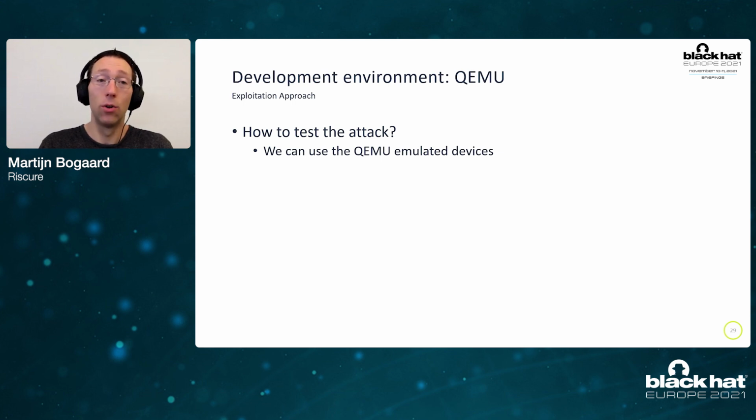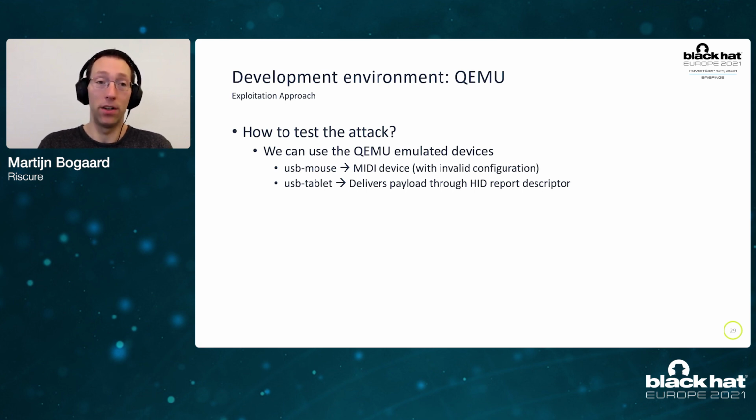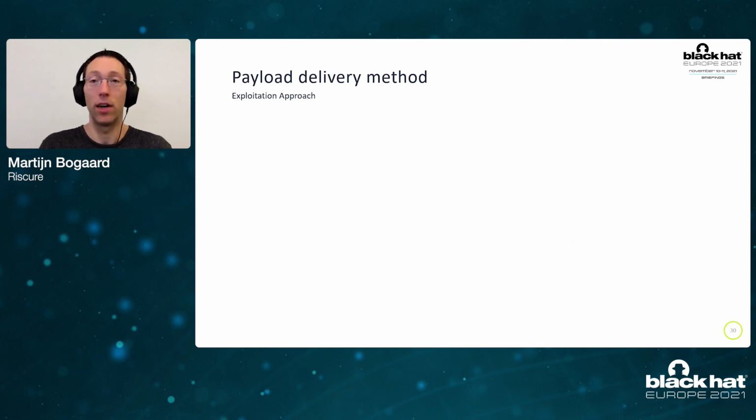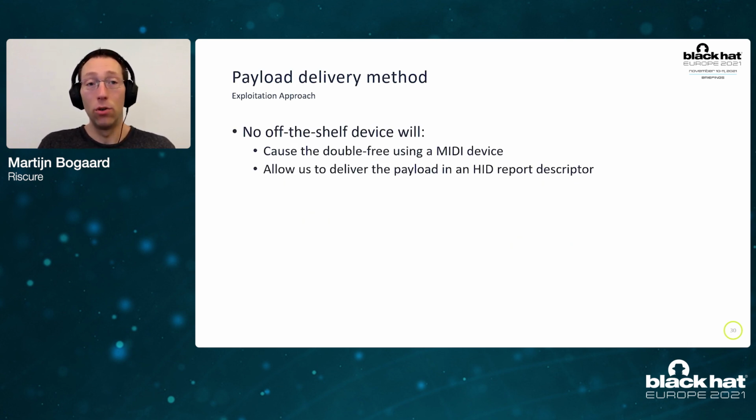And what we did is we actually took the emulated devices of QEMU for USB, and we basically repurposed them. So we took the mouse and we made a MIDI device out of it, which has the invalid configuration triggering the double free, and we changed the tablet interface such that it is using its HID report descriptor to deliver the payload, which then gets copied and written to memory to the address we want. And to our real surprise, we almost had to change nothing, only, of course, the addresses and the offsets and similar things, but it almost worked out of the box on the real device. And that was really a surprise to us. But how are we actually going to do this on a real device?